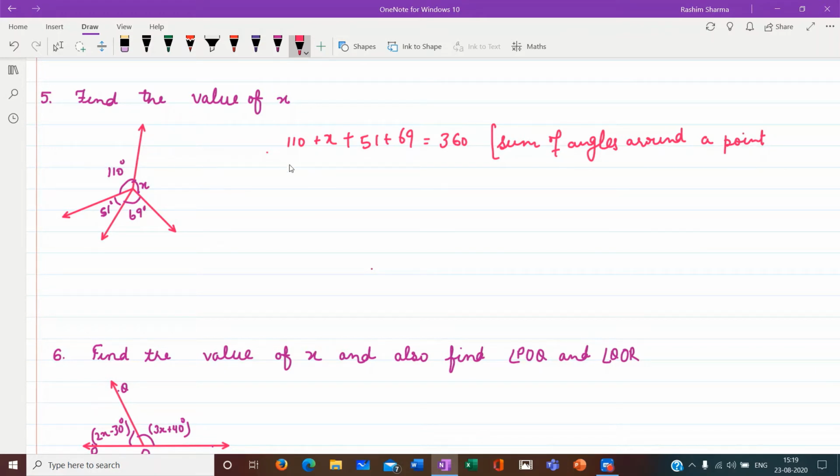So here when we add 110 plus 51 plus 69, plus x, it is equal to 360 degree. We get their sum as 230 degree plus x is equal to 360 degree. So x comes as 360 minus 230. So x is equal to 130 degree is the answer.